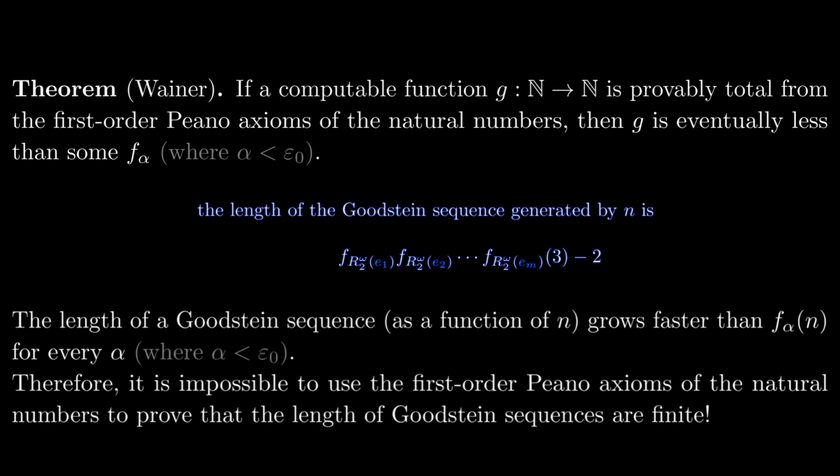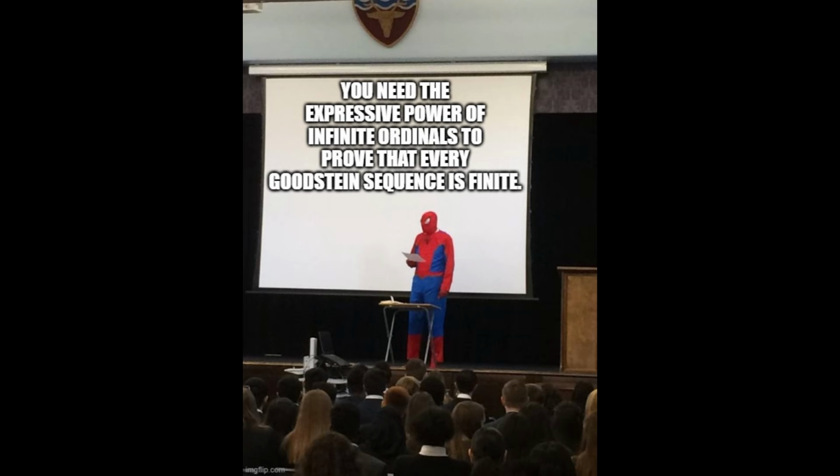Therefore, it's impossible to use the first-order theory of natural numbers to prove that the length of every Goodstein sequence is finite. In some extremely loose and imprecise sense, this means that it is inevitable that a proof of Goodstein's theorem requires tools beyond that of finite arithmetic.